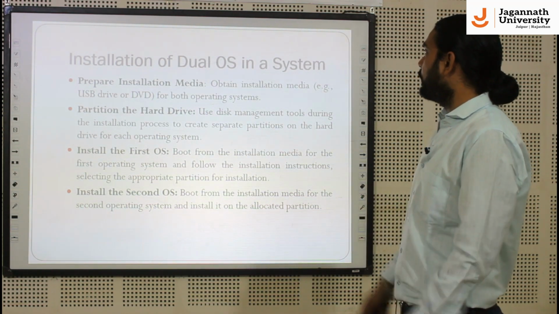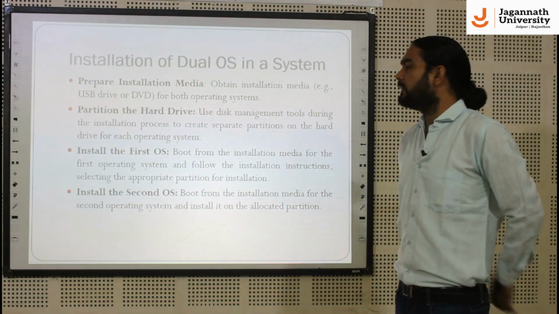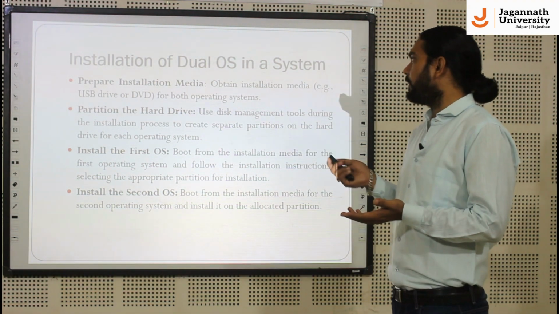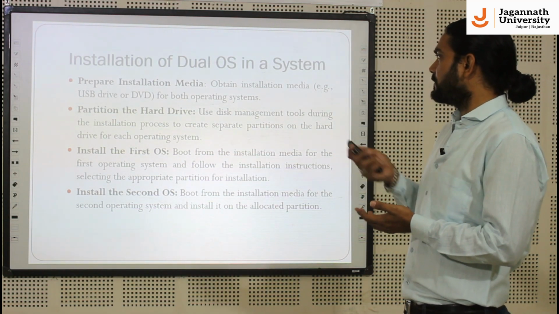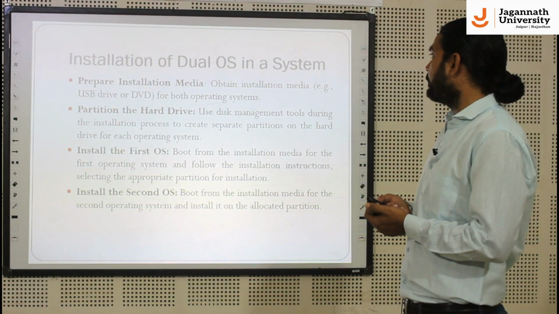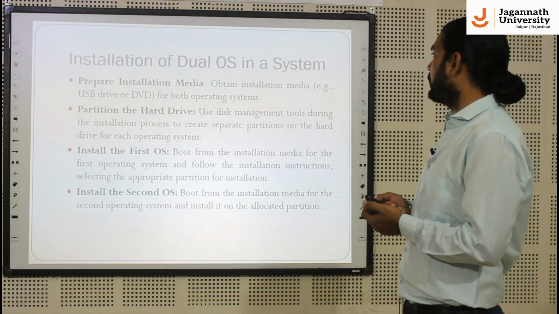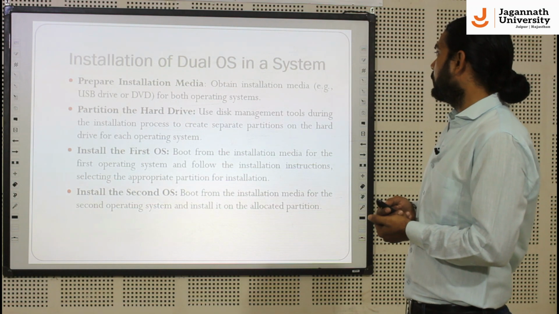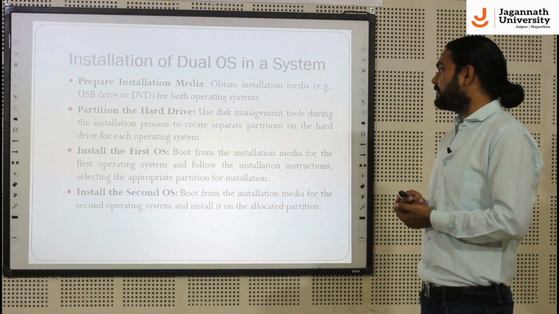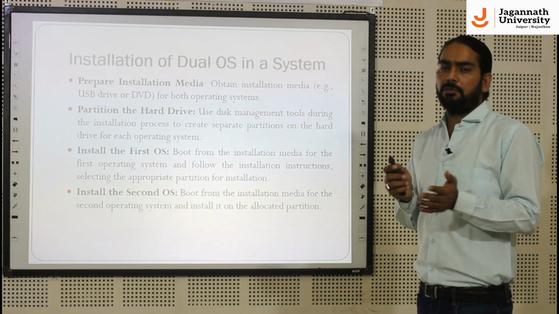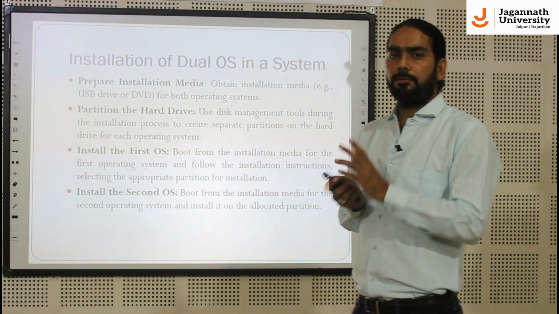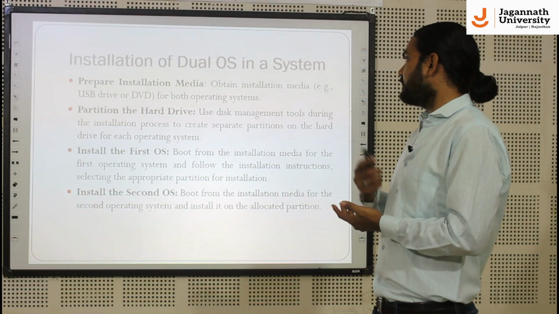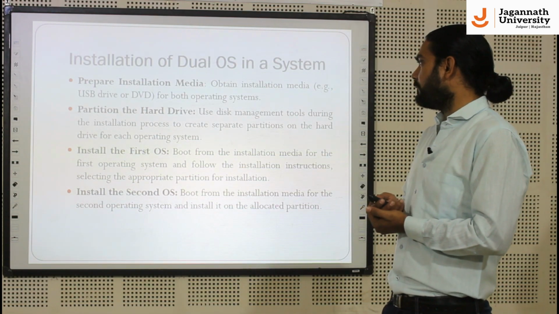Installation of dual OS in a system. Dual OS is basically two operating systems. When we install dual OS in any system, these are the steps. First, prepare installation media: we need a device to install an operating system for both OSes. Second is partitioning the hard drive. We can partition the hard drive, one partition for one OS and another partition or storage for the second OS. Third is installing the first OS.